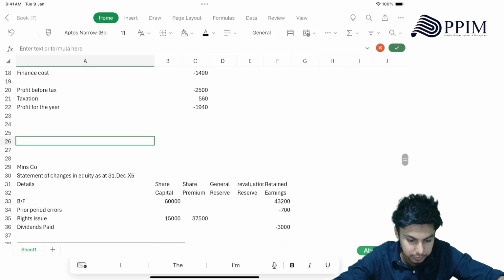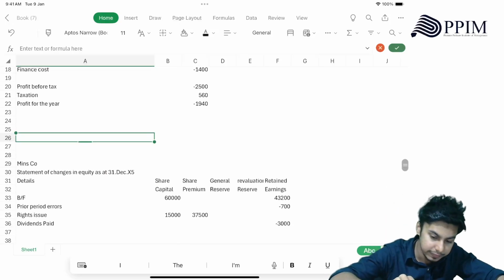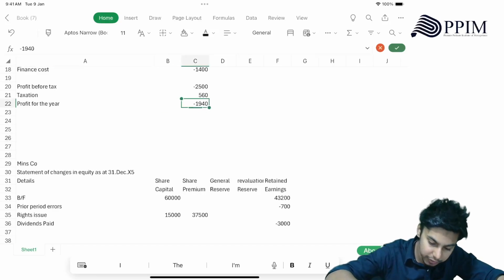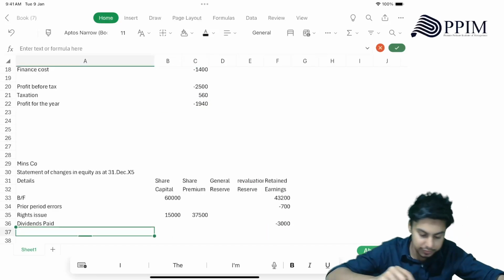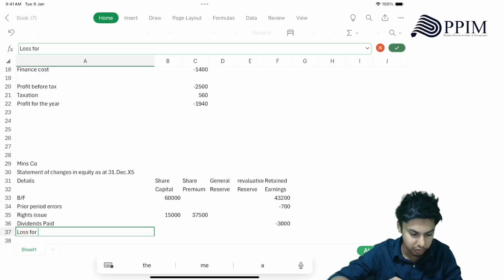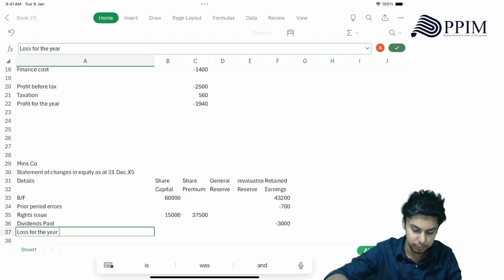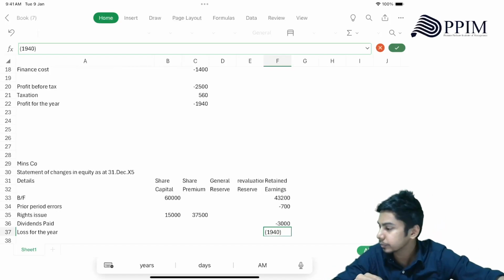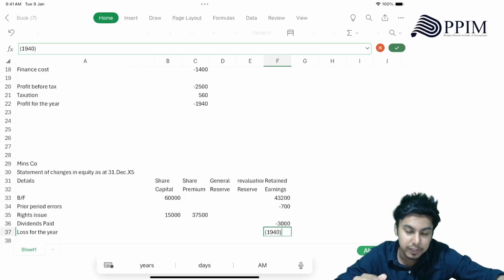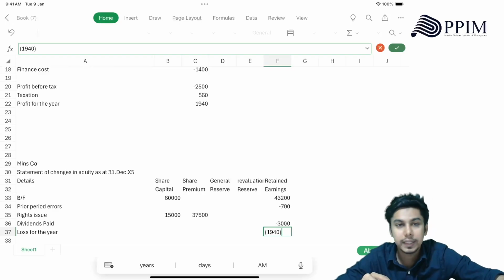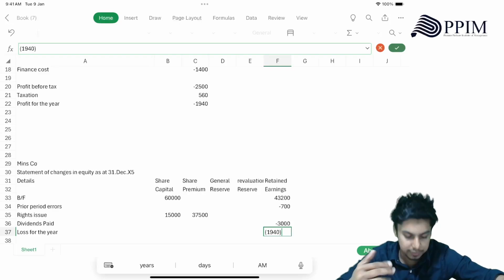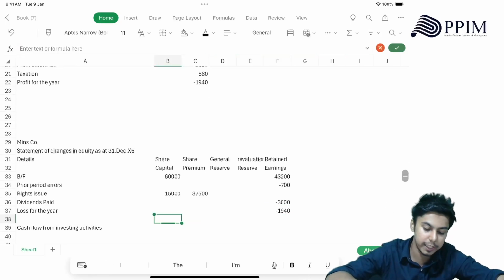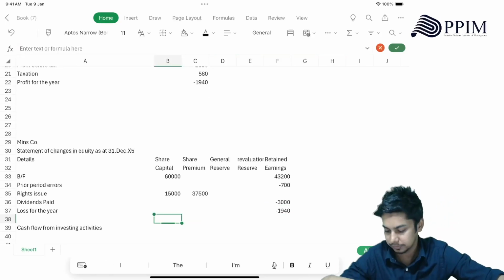Okay. Guys, now what you should do, this 1,940, you should take it to retained earnings as loss for the year. Minus 1,940. You should take it to that side. With that, guys, quickly total up all these answers. Can you quickly total up and take your share capital and share premium faster?